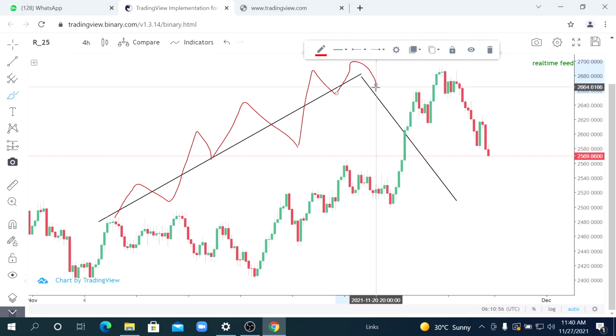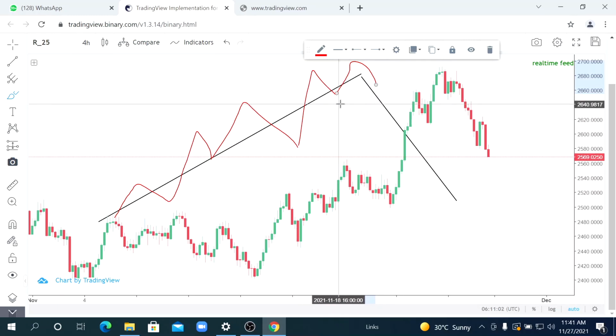Wait for what? Wait for a break of pattern. Wait for a break of what? I said wait for a break of pattern. Let me explain this on a live chart, on what has happened in the past, on this current chart that I am currently seeing.